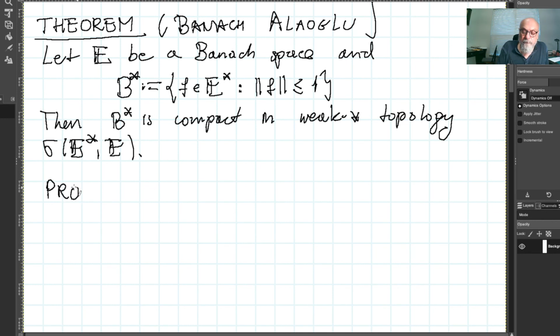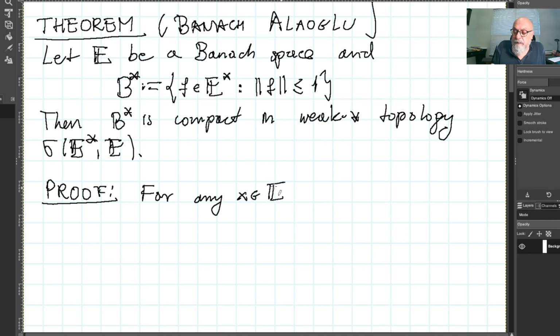Proof. So let me first notice a couple of things. I want to use Tikhonov's theorem, so we will construct a way. Maybe like this, consider, for any x belonging to E, I make a topological space.